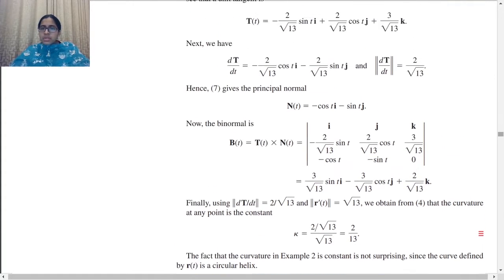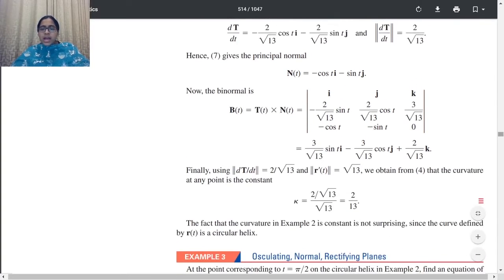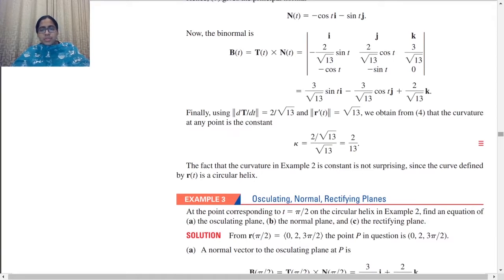So the question was pretty much simple. Using r(t) we can find T, N and B. The formula for T is r'(t) divided by the magnitude of r'(t). For N, once we have found the unit tangent, we can find the unit normal by T'(t) divided by the magnitude of T'(t). And the binormal is the cross product of the unit tangent and the unit normal. And finally the curvature is the magnitude of T'(t) divided by the magnitude of r'(t).